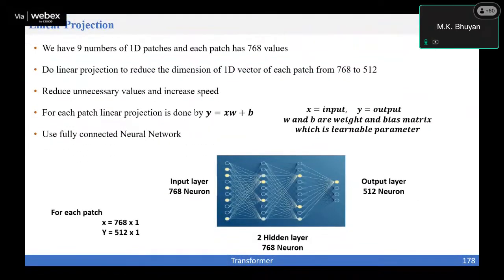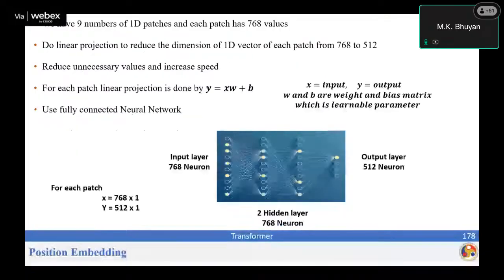After this, what are we doing? We are doing the linear projection. So y is equal to x w plus b. This is the linear projection equation that is done by a neural network. The input layer has 768 neurons, as I already mentioned about the tokens, the 768 pixel values. After this, we are compressing it to 512 neurons. Because of this compression, we are eliminating the redundant information. So the input layer has 768 neurons, but in the output we have only 512 neurons.